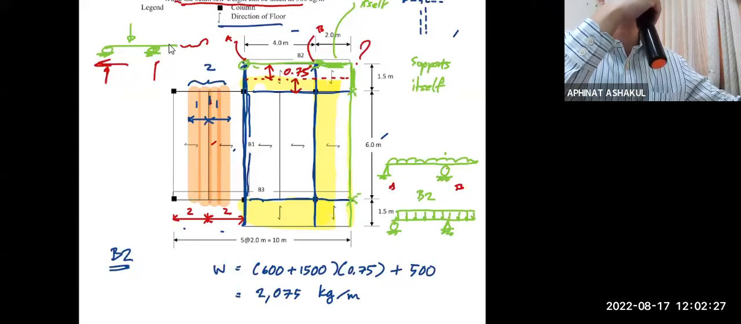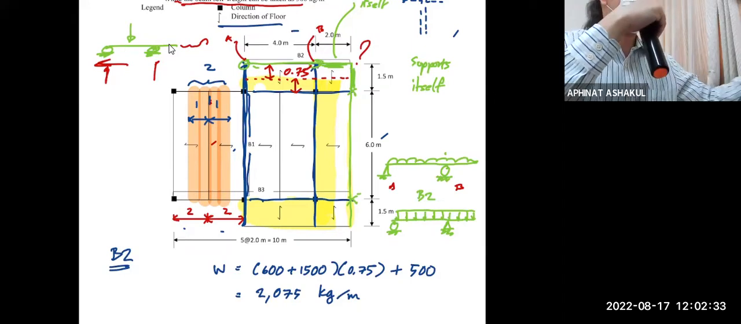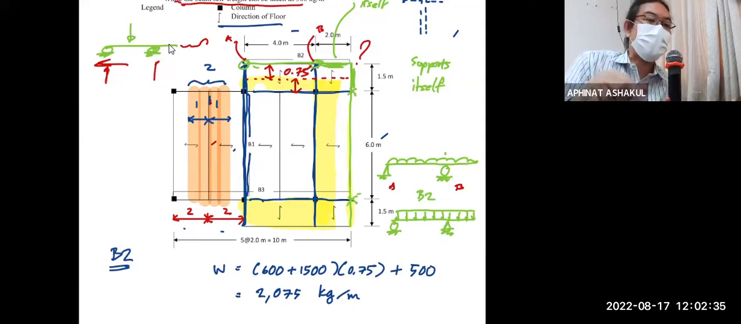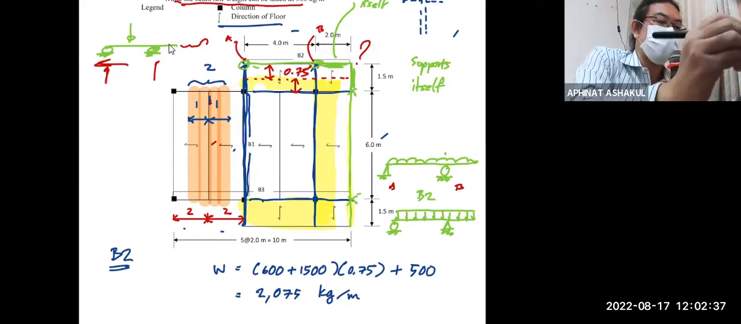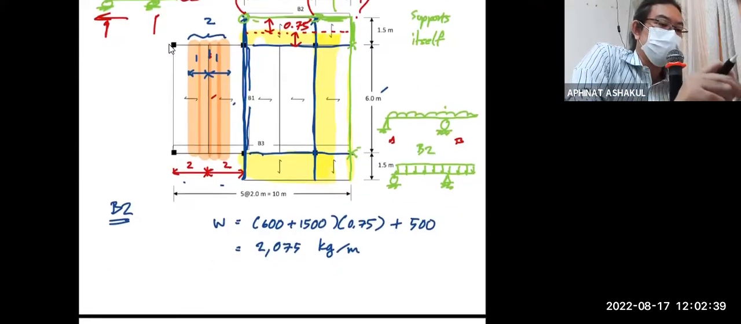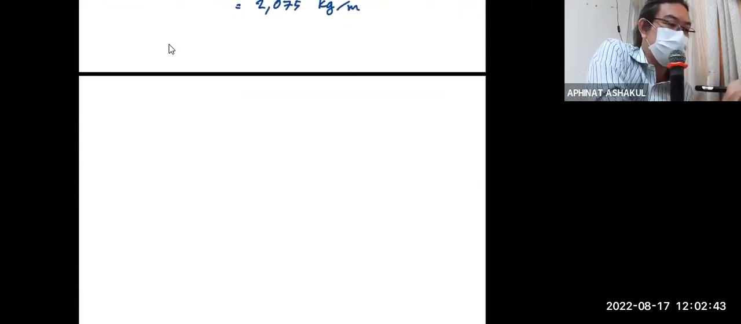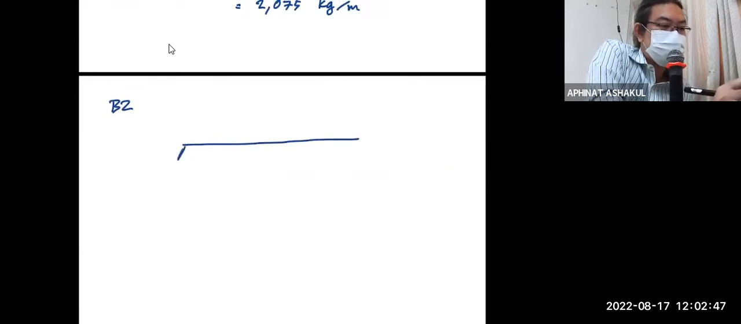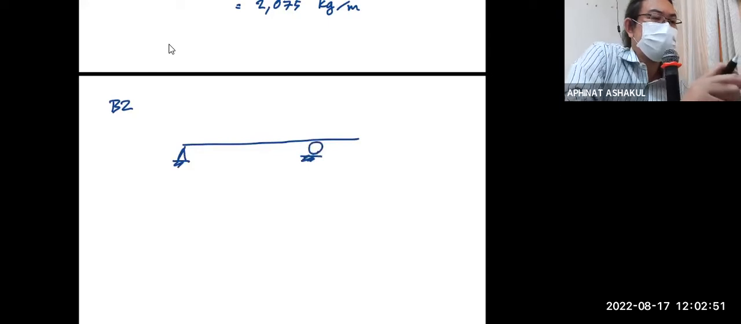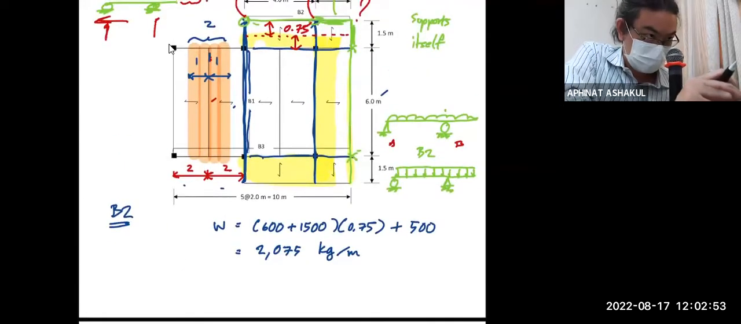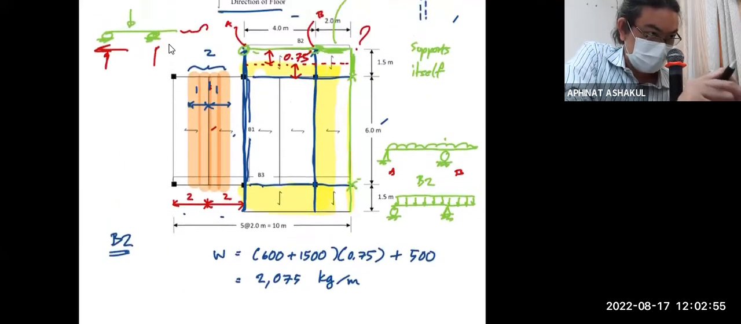Are we ready to move forward? Yes, we are. So we better move. So now you know this is exactly what it is. So I can move on to the next page and try to draw the beam properly. B2. What's the length? It's 4 and 2.